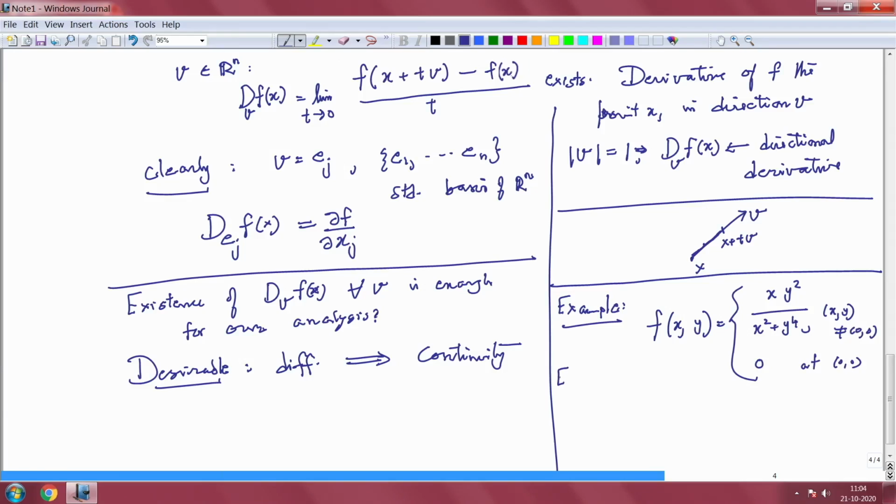This is an exercise for you: show that the directional derivative D_v of f at 0 0 exists for all v, but f is not continuous.